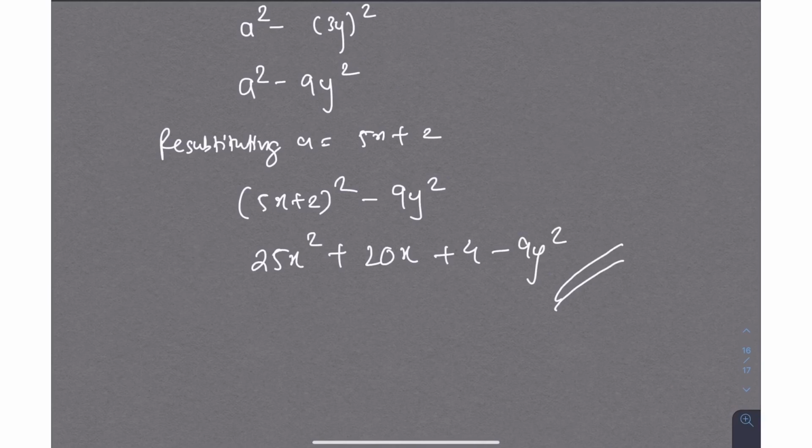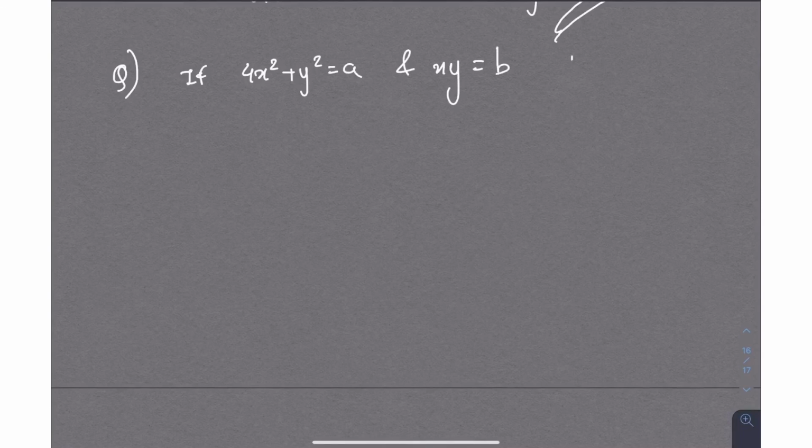Okay, so now we'll be doing the last sum for this video. And question is, if 4x square plus y square is equals to a and value of xy is equals to b, find the value of 2x plus y. Okay, so now the question is, if 4x square plus y square is a, xy का value is b, find the value of 2x plus y. So थोड़ा familiar लग रहा है कि 2x का square is 4x square, y का square is y square.